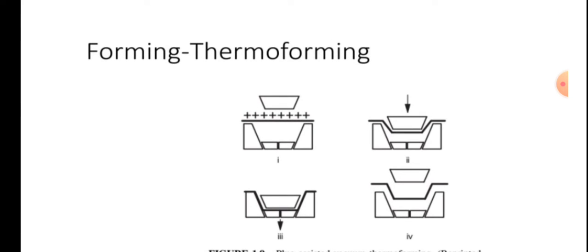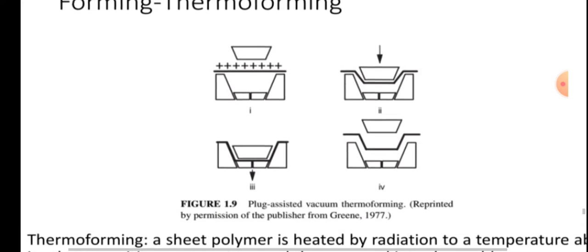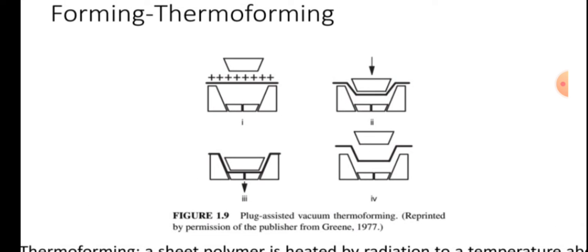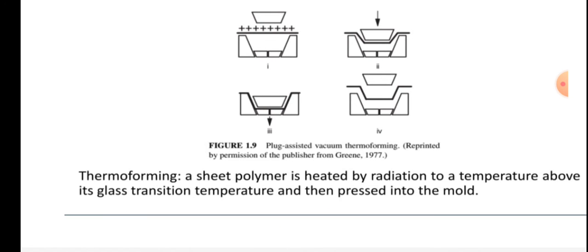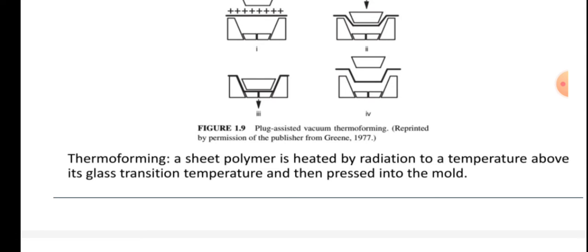Forming, thermoforming is given in the figure. The figure shows plug assisted vacuum thermoforming. In thermoforming, a sheet of polymer is heated by radiation to a temperature above its glass transition temperature and then pressed into the mold.